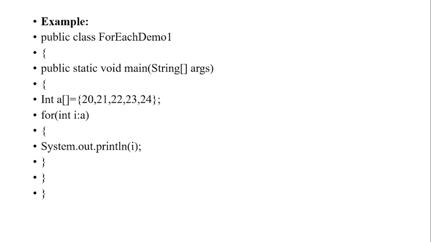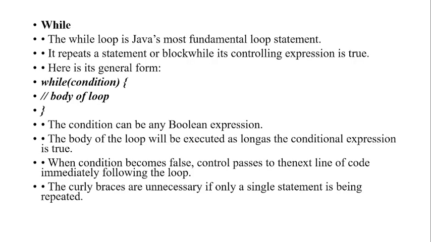So I am using a for each statement here: for integer i in a, automatically 20, 21, 22, 23, and 24 will be traversed, and the value is coming inside i. So the i value is printed here, right? Fine. You can see, here the next conditional statement is while.